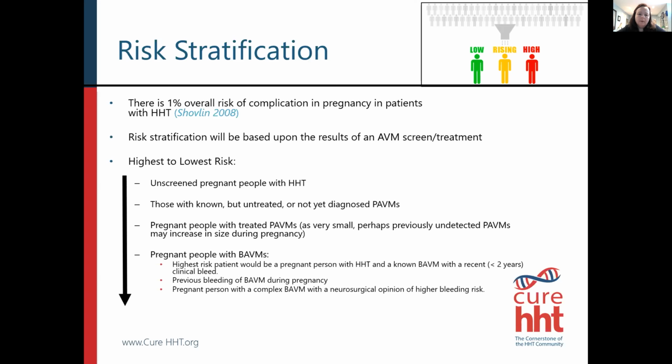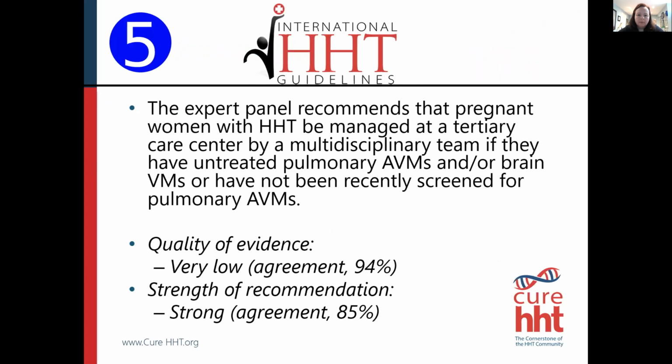And then when we think about pregnant people who have brain AVMs, the highest risk patients would be pregnant people with HHT and a known brain AVM with a recent clinical bleed, so less than 2 years ago, or if they've had previous bleeding during pregnancy. And pregnant people with a complex brain AVM may require a neurosurgical opinion because of the higher bleeding risk.